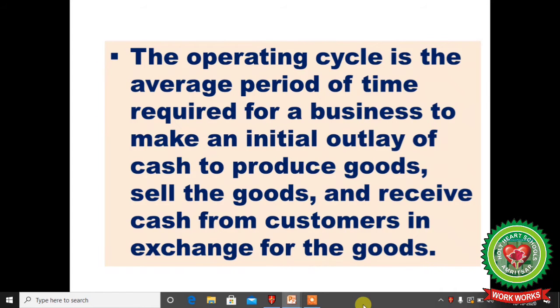The operating cycle is the average period of time required for a business to make an initial outlay of cash to produce the goods, sell the goods and receive cash from the customer in exchange for the goods. So it is totally a cycle: cash, then purchase of raw material, then converting the raw material into goods, and then ultimately selling the goods to the customer and receiving the cash.